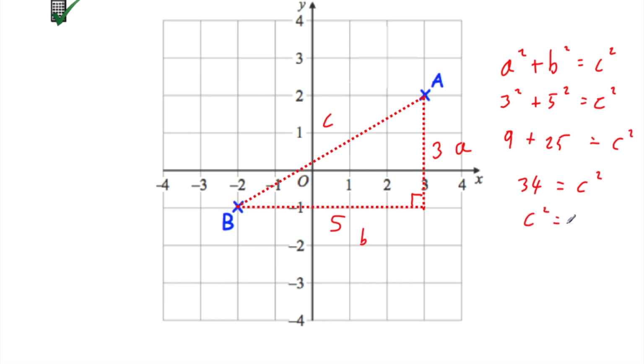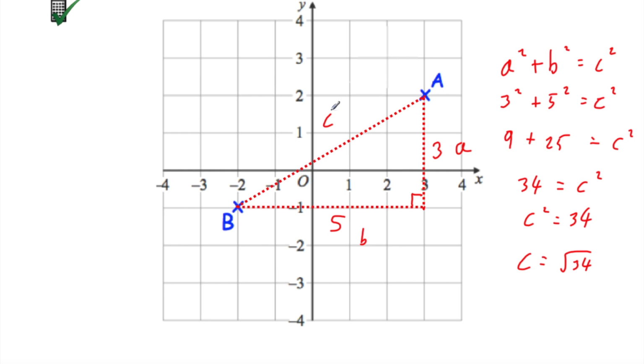So c squared is equal to 34, just turning that round. That's the length of that side squared. We just want to work out the length of that side, so obviously this side's not going to be 34. We want to get rid of the squared, so we're going to square root. c would be equal to the square root of 34. And if we square root 34, that'll be the length of AB. So let's work that out.